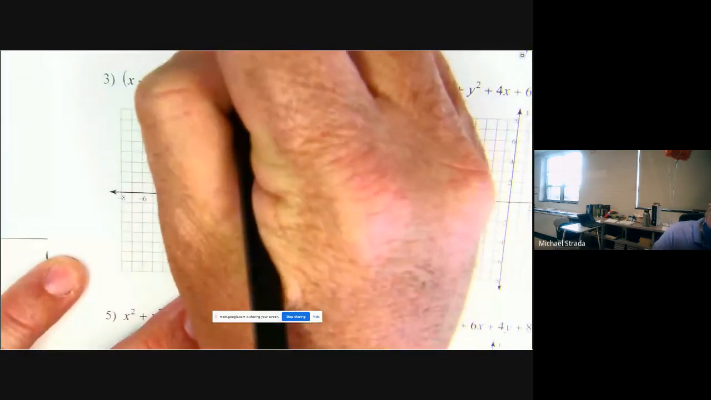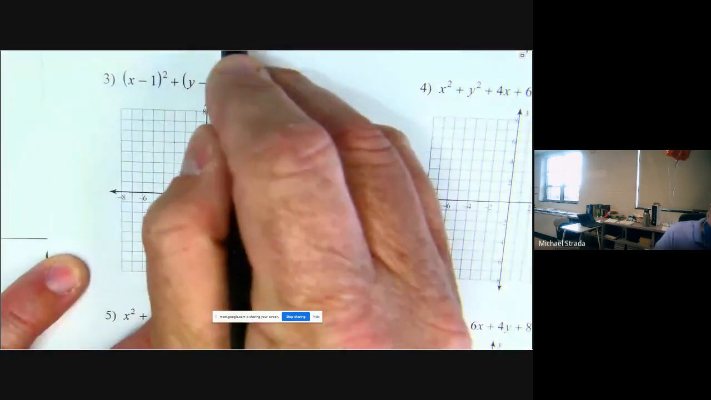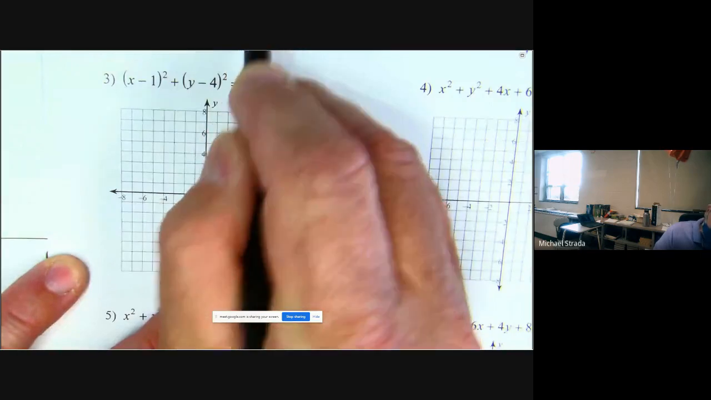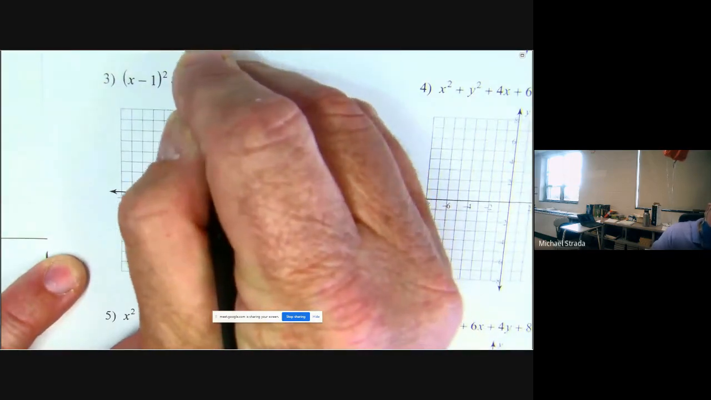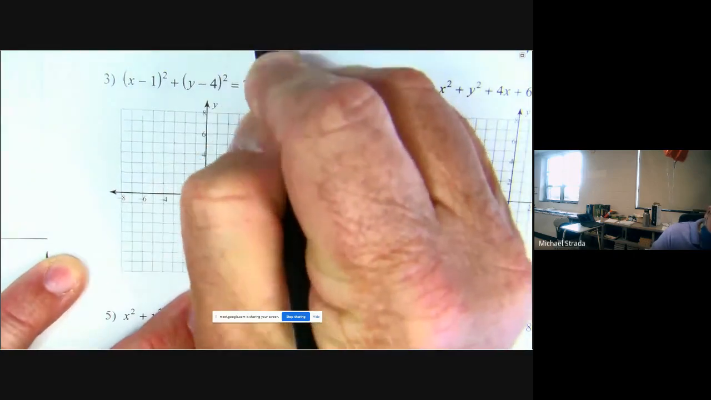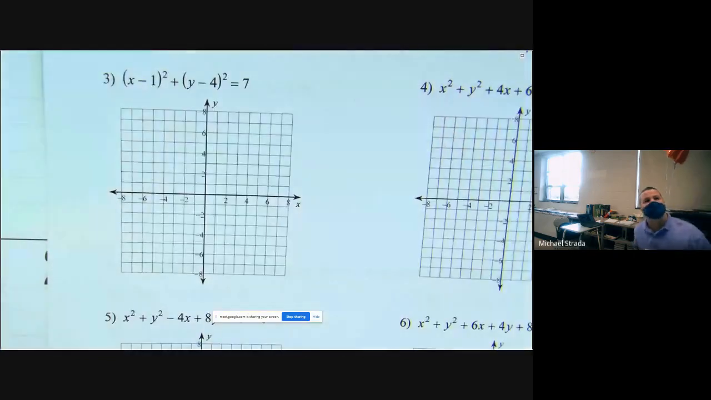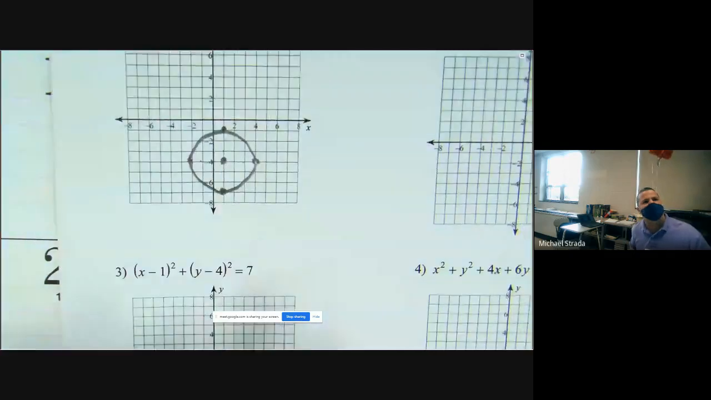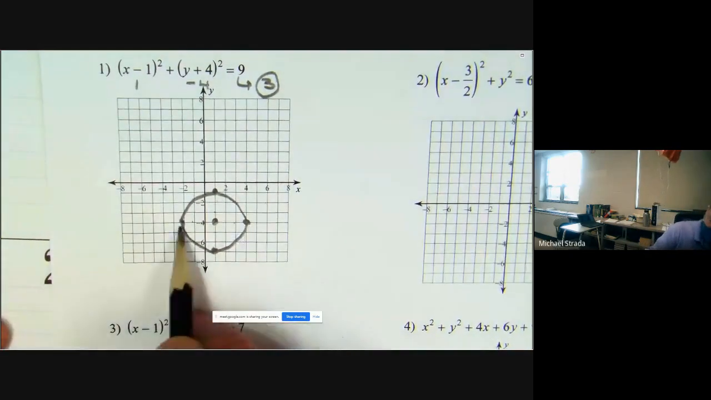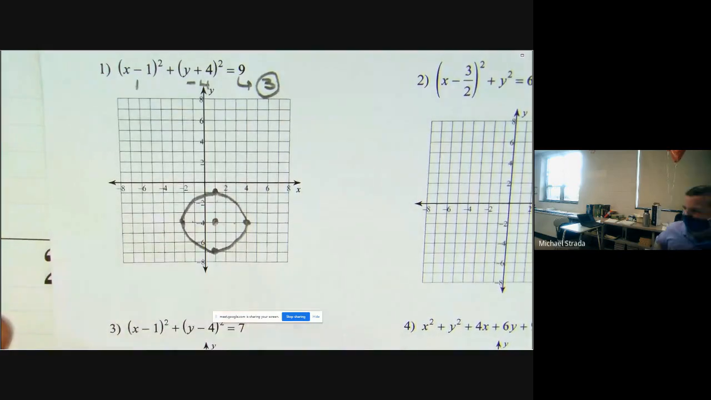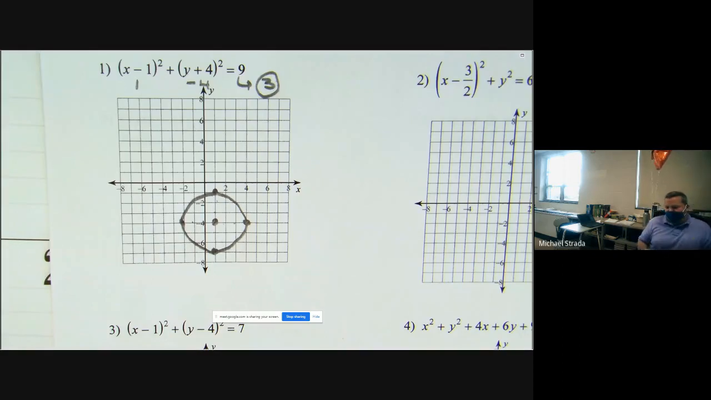Depending upon your artistic ability, this is all you do. 1, 2, 3, you go 3 up. 1, 2, 3, you go 3 over. 1, 2, 3, you go 3 down. 1, 2, 3, you go 3 over, and do the best you can with a circle. So this one's 3 over, that one's 3 over, that one's 3 up, that one's 3 up. That's all you have to do. It's like a box. You're just connecting it with arcs.